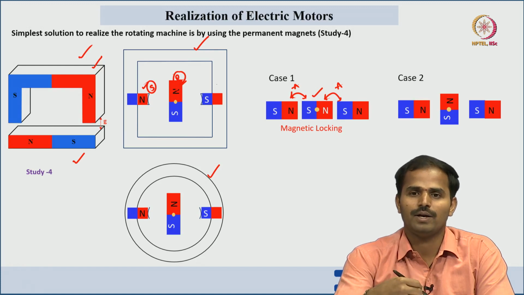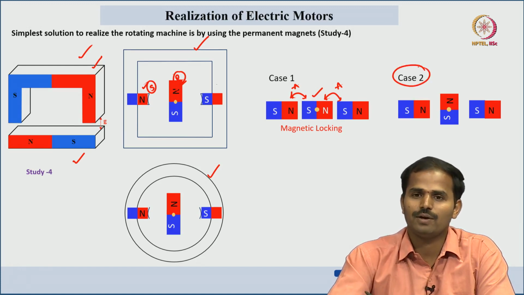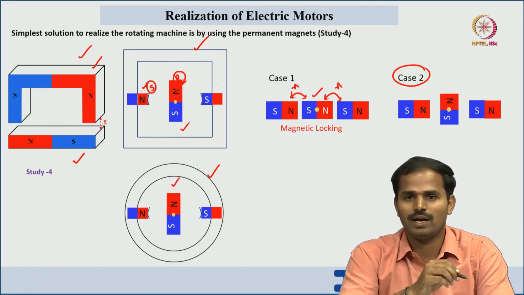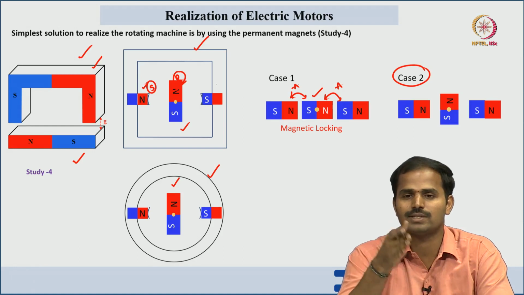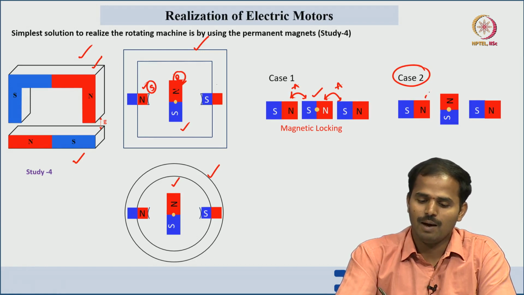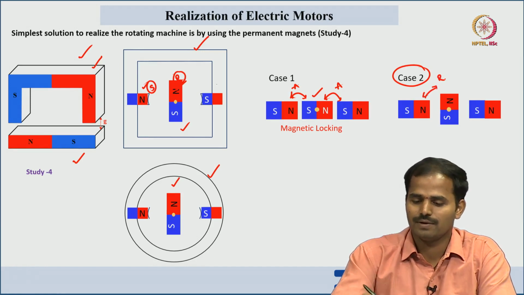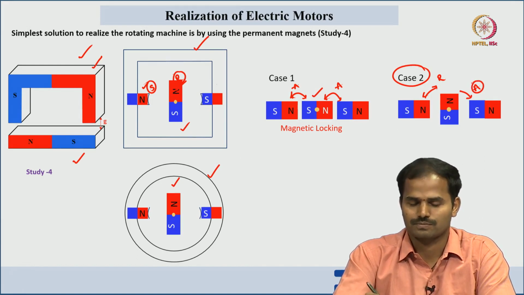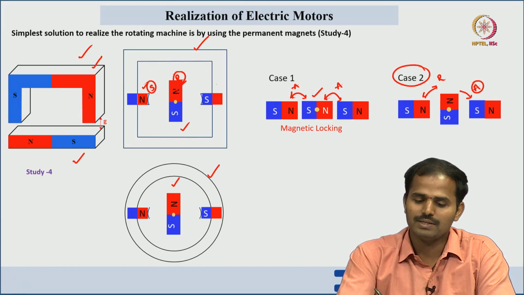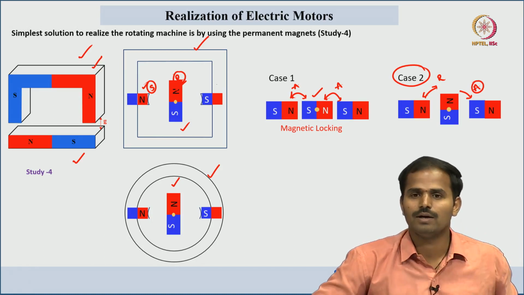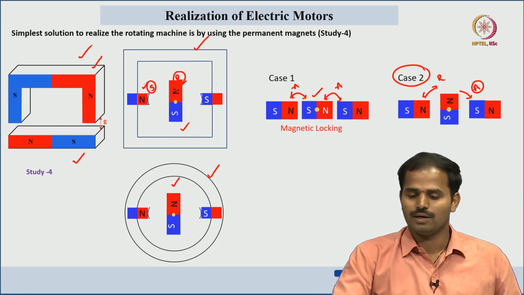Before going to that, we will see case 2, where the rotor position is aligned in this manner, vertical. Earlier we have seen it in a horizontal manner, now we are seeing it in a vertical manner, so a 90-degree displacement is there. In this position, opposite poles will attract on one side, and on the other side repulsion is happening because of the same poles. Now, the rotor will rotate in this manner.